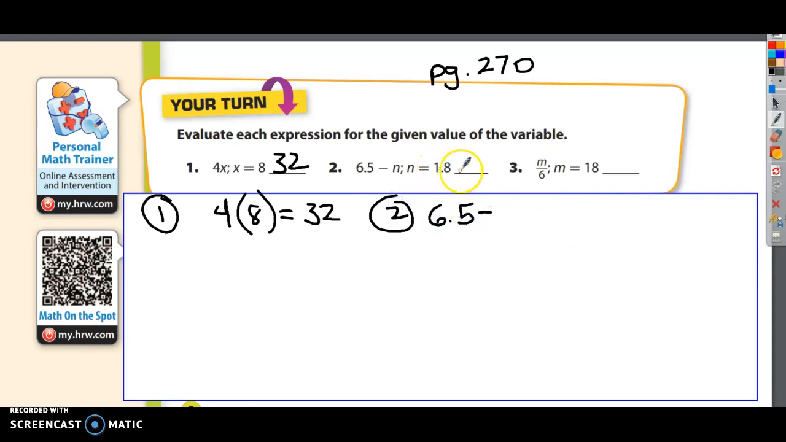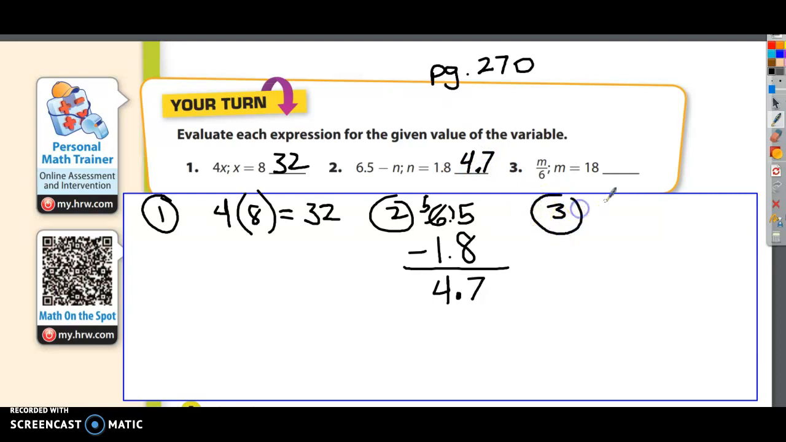Number 2, it says 6.5 minus n, and n is equal to 1.8. So I'm going to take 1.8 and put it right here, and line it up. I'm going to need to borrow for this one. I can do 15 minus 8 is 7, and 5 minus 1 is 4. The answer is 4.7.